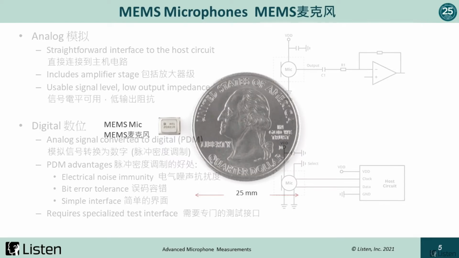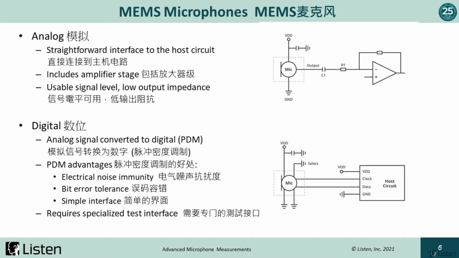I did want to remind you of the two types of MEMS microphones. First off, the analog MEMS, which has a very straightforward interface to the host circuit. It includes its own amplifier stage, and it outputs a usable signal level with a very low output impedance. And then there's the digital MEMS, where the analog signal from the microphone capsule is converted to a PDM stream. The advantages of PDM are the electrical noise immunity, the bit error tolerance, and it offers quite a simple interface in the end.